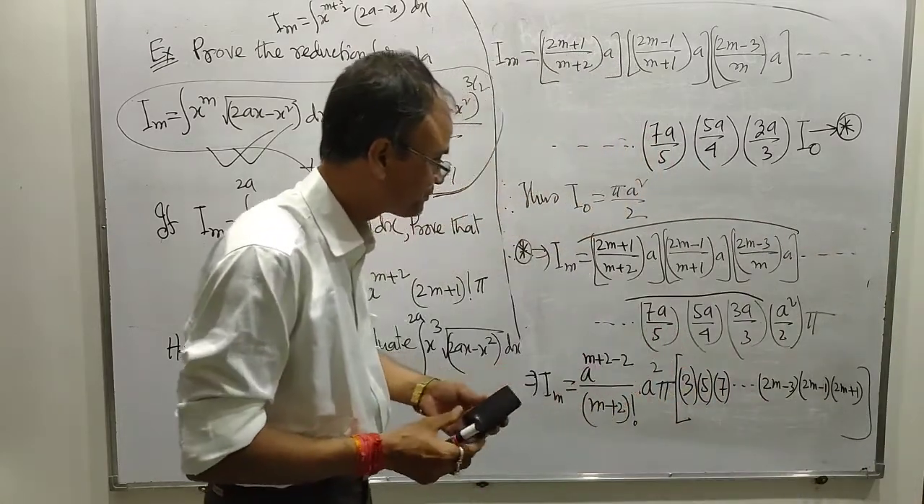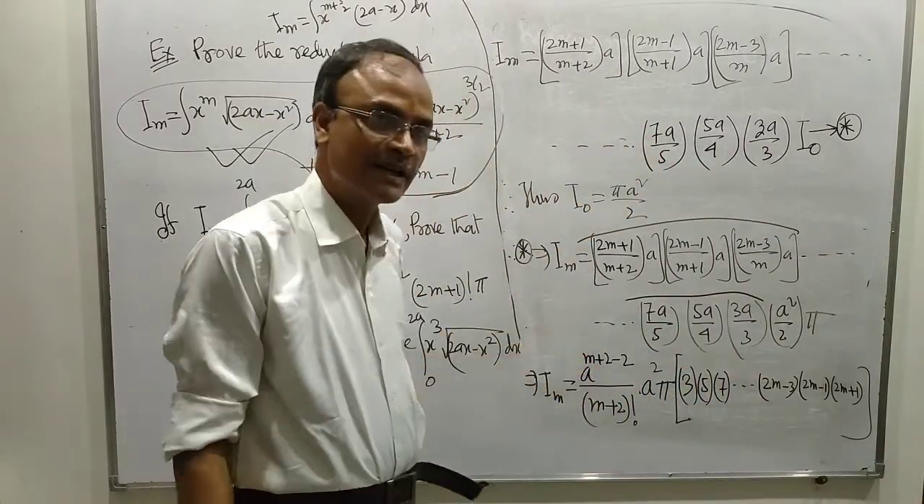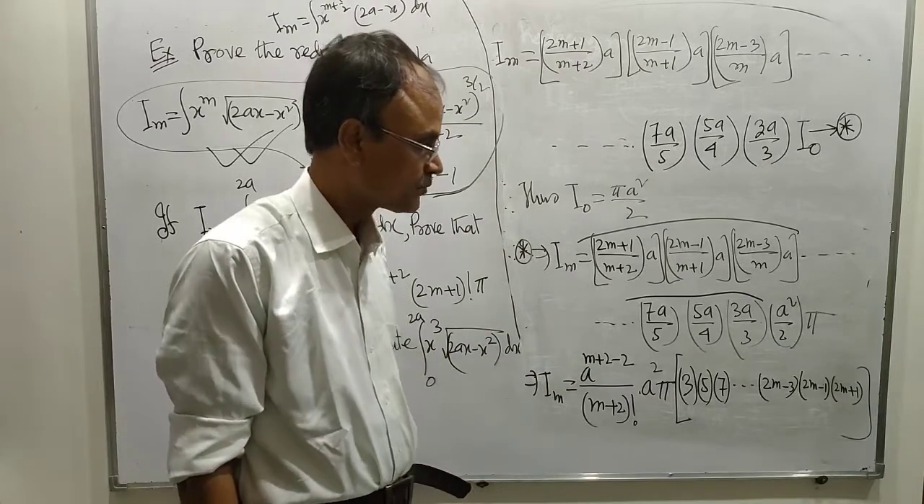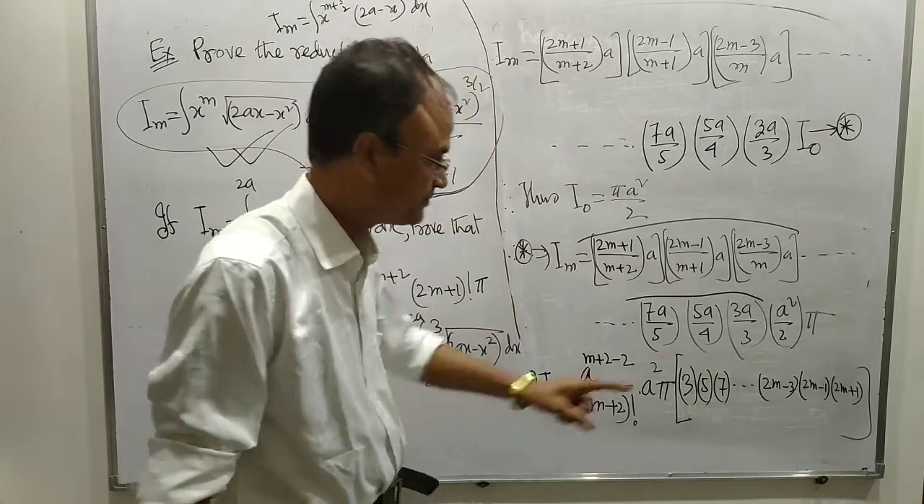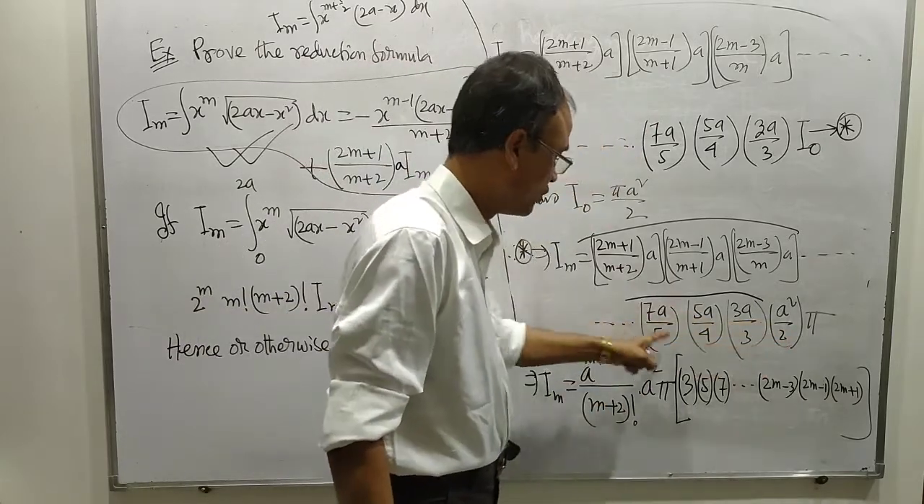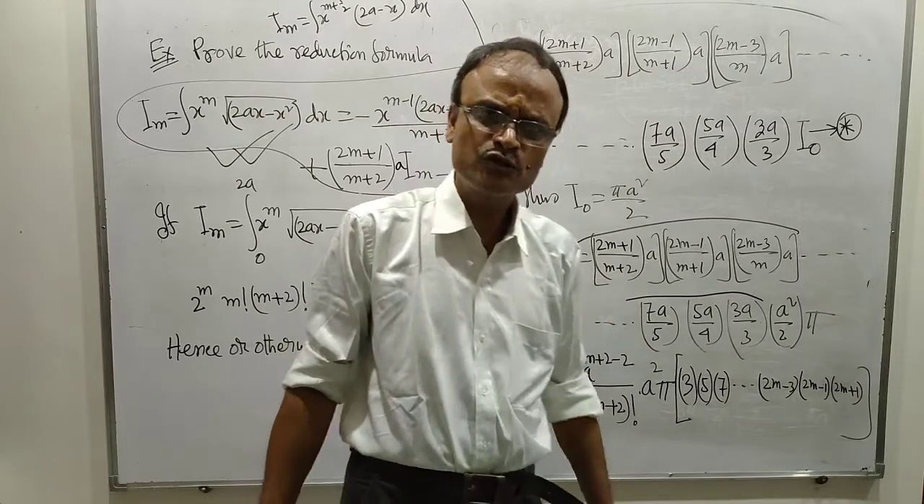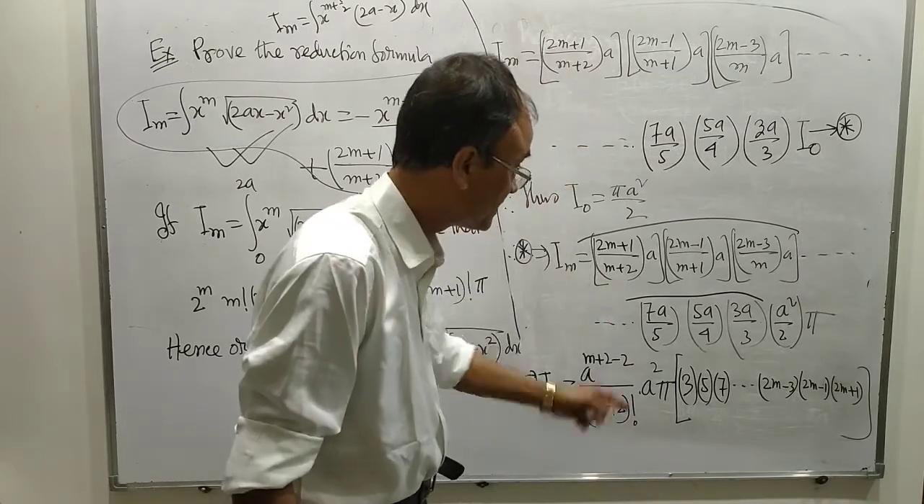Am I right? We have written the denominator first. 2, 3, 4 up to m plus 2. It is factorial m plus 2. Thus we have written this. A.